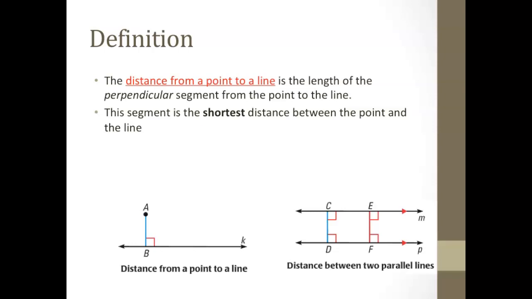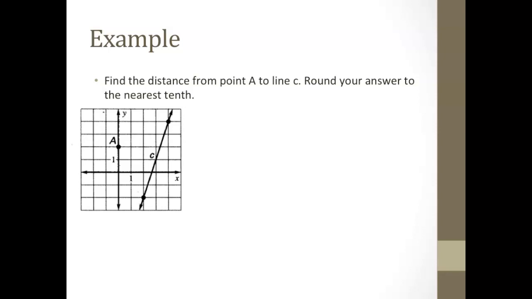Let's work through an example. Find the distance from point A to line C. Round your answer to the nearest tenth. Now in order to do this, we need to find the perpendicular line that starts from point A. Really what we need to do is, in order to find the perpendicular line, we need to find the slope of line C, and then find the opposite reciprocal, and then, once we've drawn that line, then we can find the distance. So let's start by finding the slope of line C.